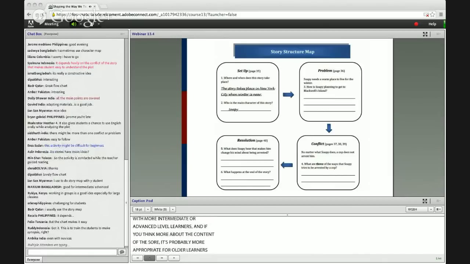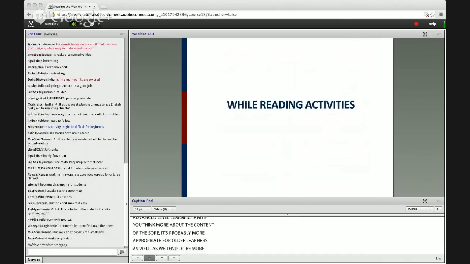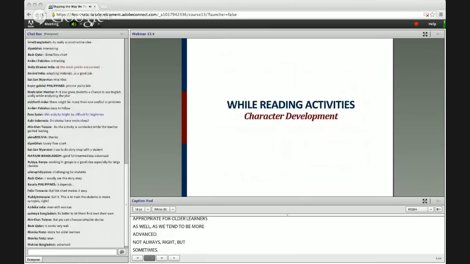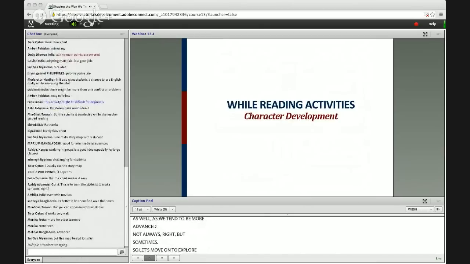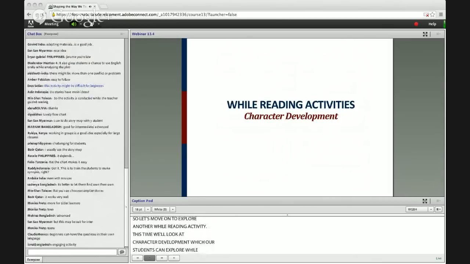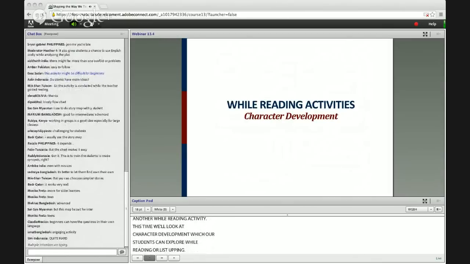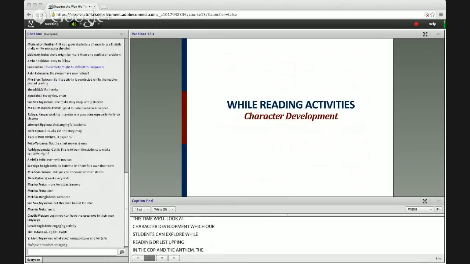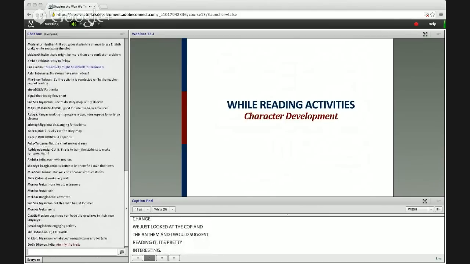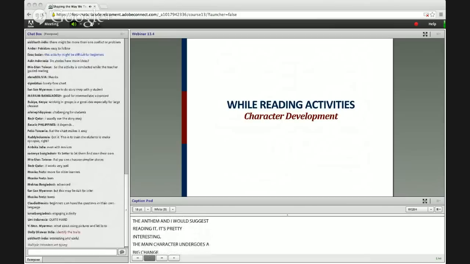All right, so let's move on then to explore another while-reading activity. This time we're going to look at the concept of character development, which our students can explore while reading or listening. In The Cop and the Anthem, the main character undergoes a big change. We just looked at it, and I would really suggest reading it. It's pretty interesting. The main character undergoes a really big change, but in other stories, the character's qualities are defined for us as the story progresses.